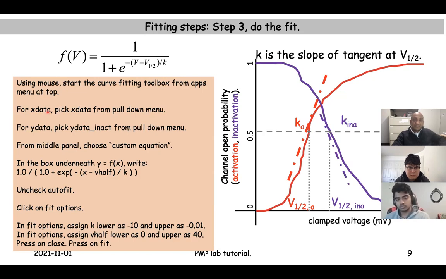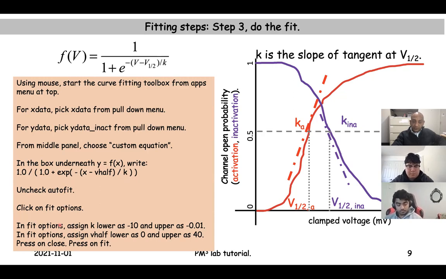Once you have assigned values to both objects X data and Y data, there is a panel somewhere in the middle of your curve fitting toolbox where you should choose custom equation. And in this custom equation, you should write exactly the formula that I'm indicating with my laser pointer here. You must then uncheck autofit, and you must then click on fit options.